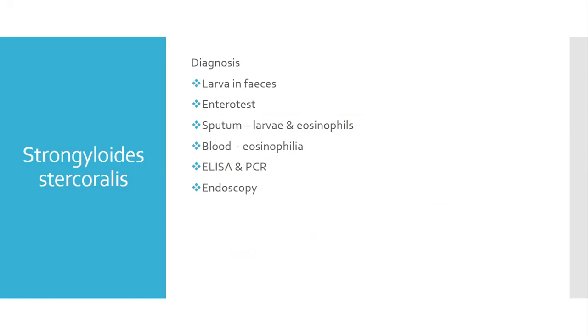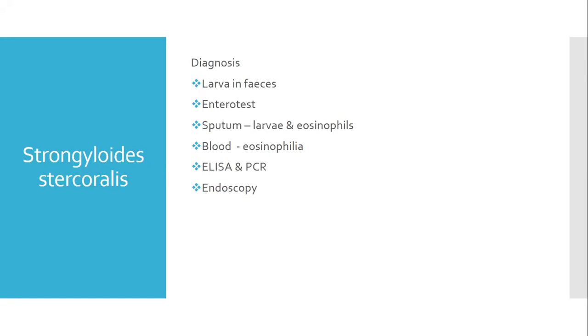In that pulmonary phase, the patient could be coughing up sputum that on microscopy would be able to identify the larvae and the eosinophils. And in the blood, there can be eosinophilia. There's also an ELISA and PCR test that can be done to diagnose this condition. The ELISA is much more sensitive than the microscopic tests that we've already mentioned. And I'm not sure in our setting whether the PCR is available.